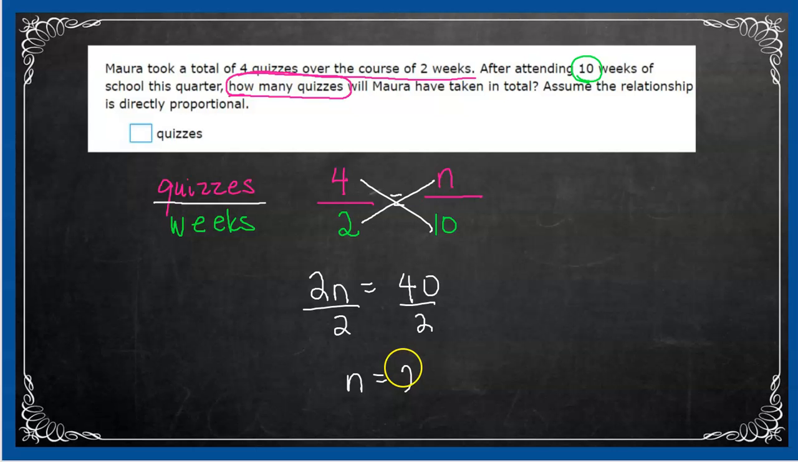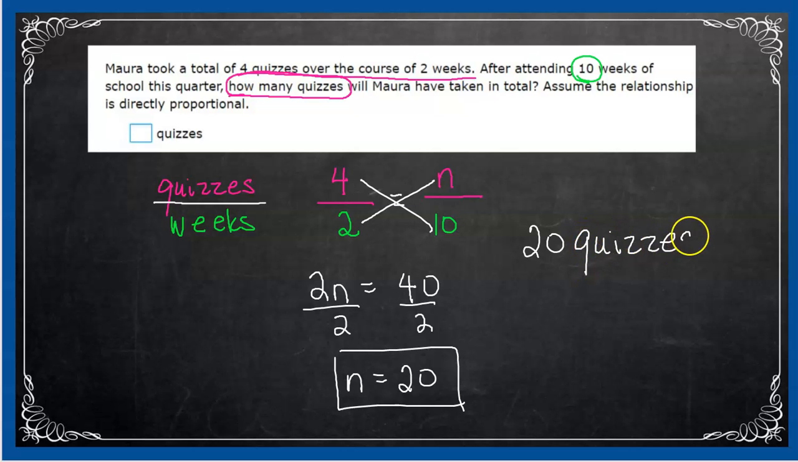N equals 20. So does that make sense? Well, let's see. 4 is 2 times 2, and 20 is 2 times 10. So yeah, that does make sense. It's a constant of proportionality of 2, so that makes sense. So it would be N equals 20, and that was quizzes. So 20 quizzes would be our answer. Let me put it up here too.